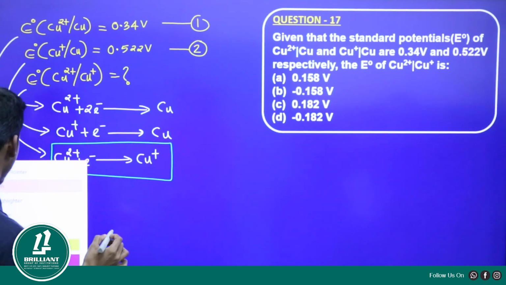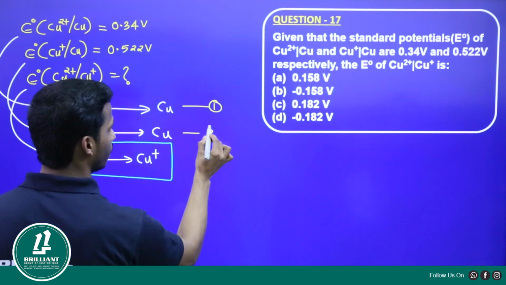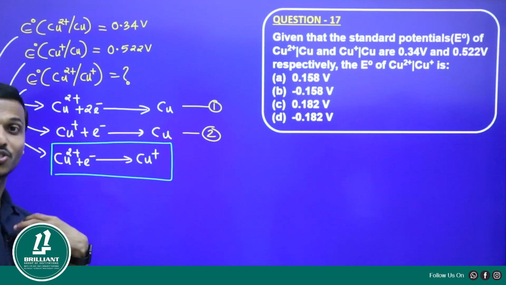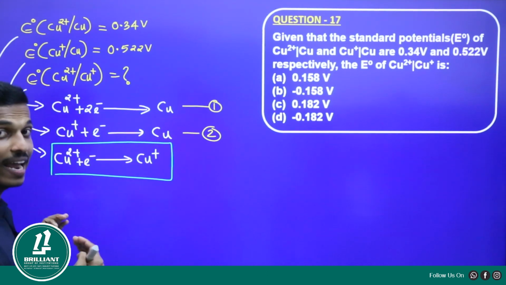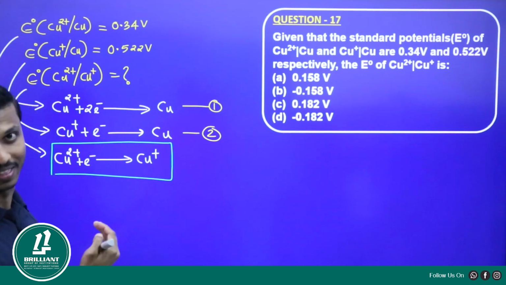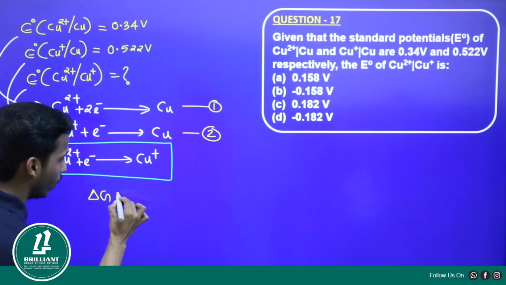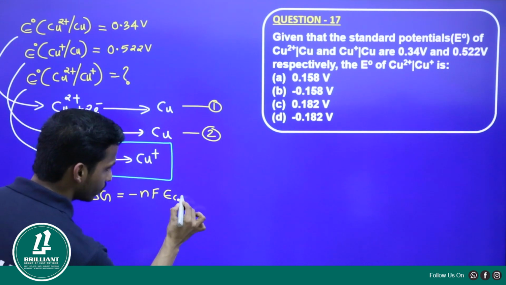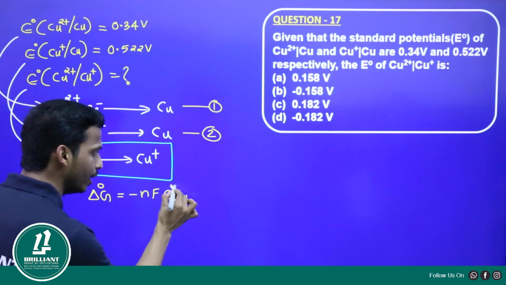Let me take number 1 and number 2 for these two. Here also, both are gaining electrons, so both are reductions. So we can't add or subtract their E0 values directly. We have to use the Gibbs free energy method. You know the relation between delta G, the Gibbs energy, and the E0 value? Delta G equals minus nFE cell, or standard Gibbs energy is equal to minus nFE naught cell.